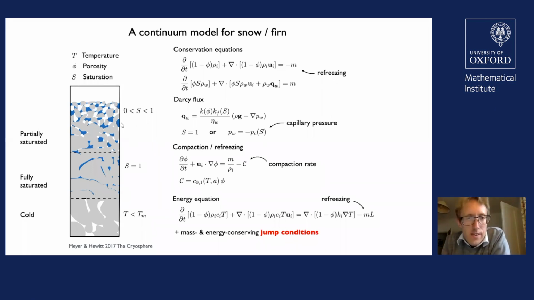And the interesting complications that come in this kind of model is that you then end up with interfaces between regions where there's water, regions where there's no water, regions that are saturated and regions that are partially saturated. And you need to make sure that you conserve everything at those interfaces, which is not a totally trivial thing to do, but quite fun.